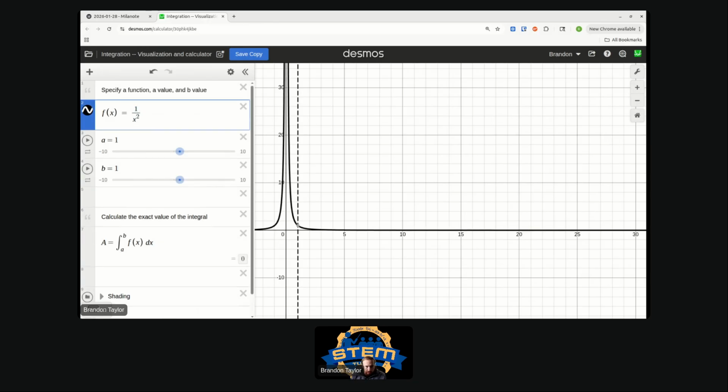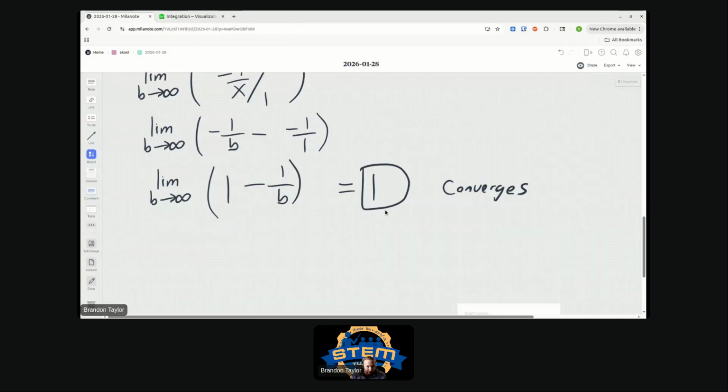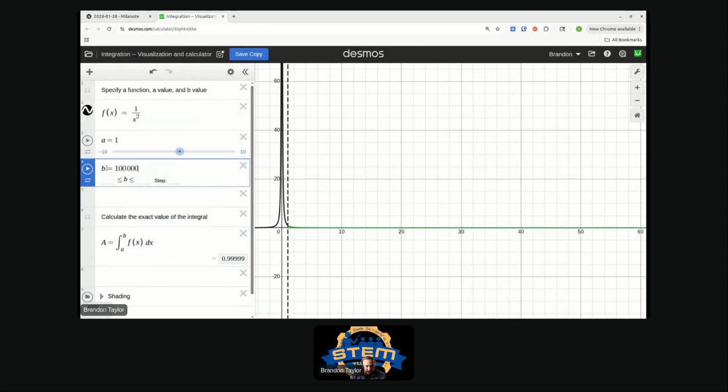So there we go. As I go here, again, when I go to b equals 10, I get 0.9. When I go to 100, 0.99. When I go to 1,000, it's obviously getting really close to 1. That's why we got 1 as the answer. The limit is 1. As b goes to infinity, the area under the curve actually goes to a finite number, 1. This is what it looks like for an improper integral to converge.